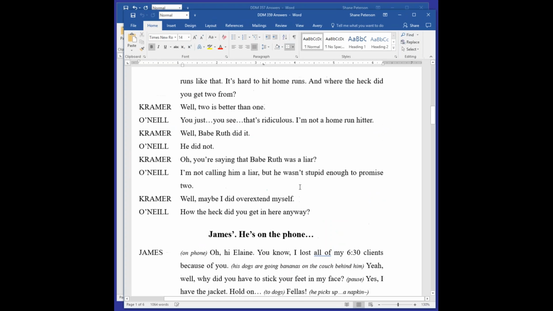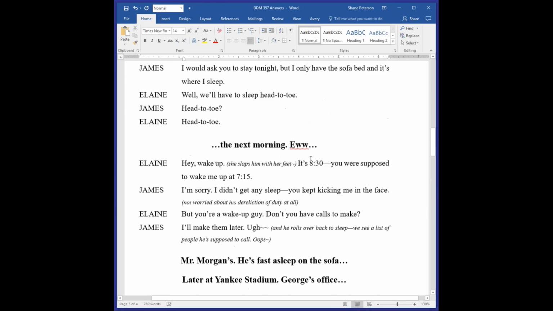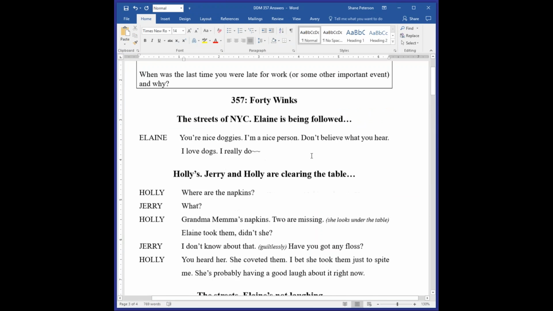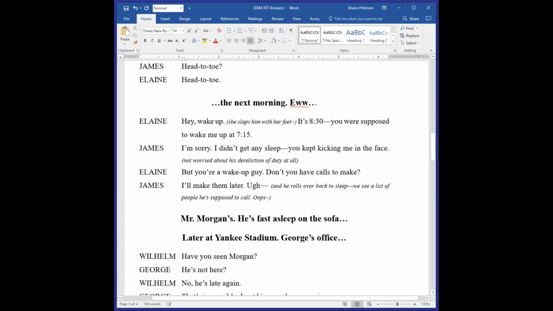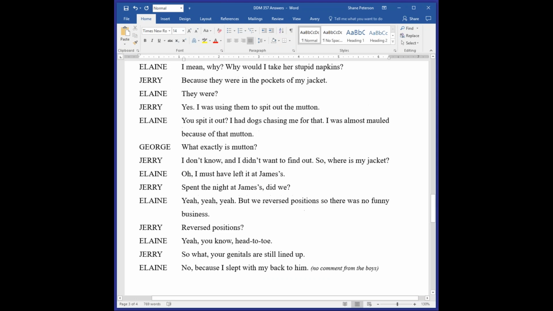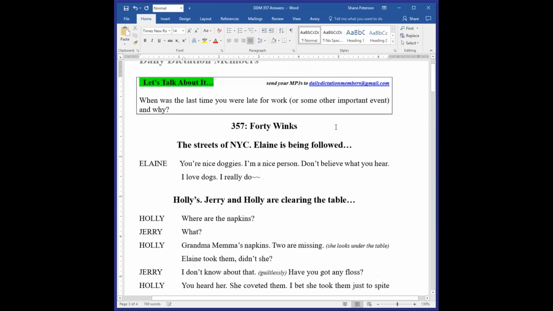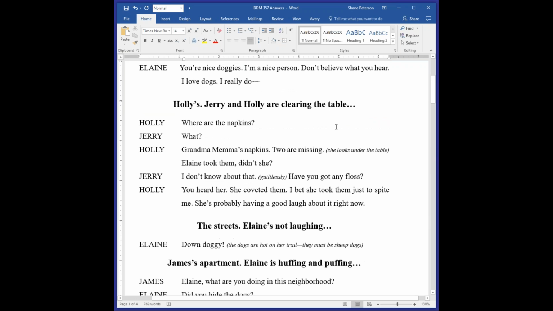I think I'll do 57. Yeah, we'll do 57. So I'm going to break this into smaller pieces too. And Holly, that's good. George Wilhelm. Okay, we'll break this one up. Now I'm going to leave everything as it is. Okay, let me go to 357 at the very top.